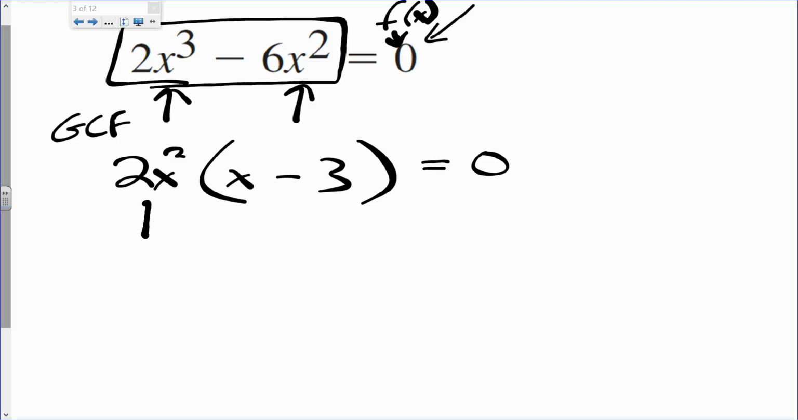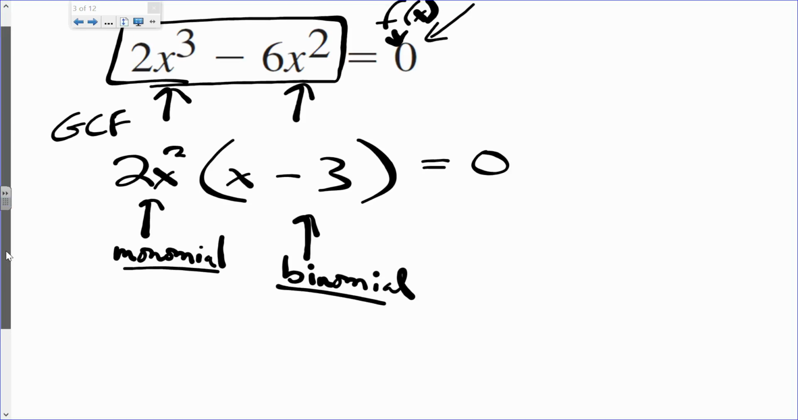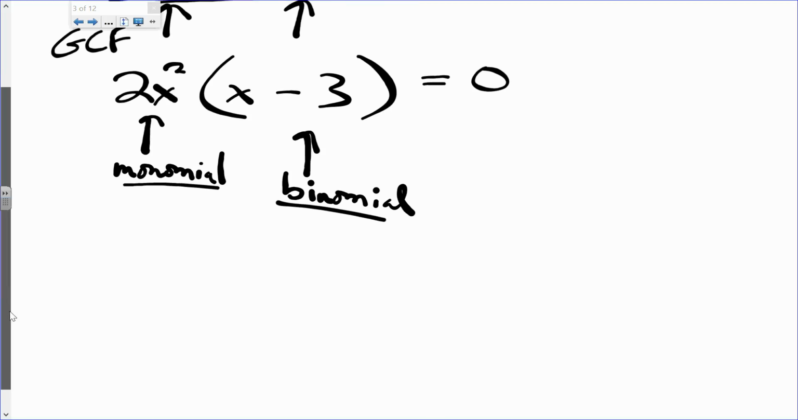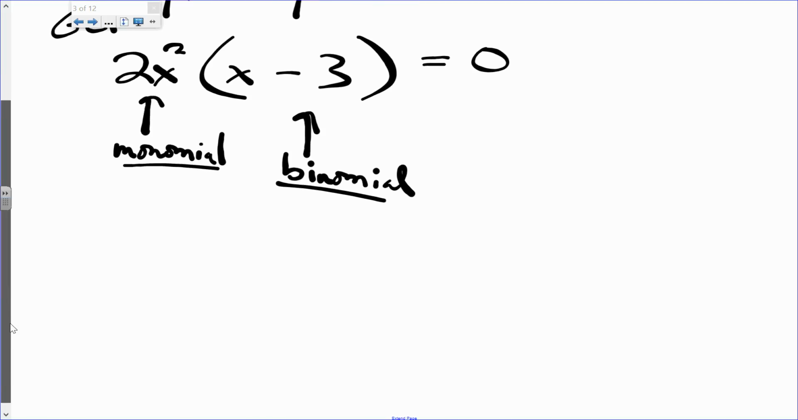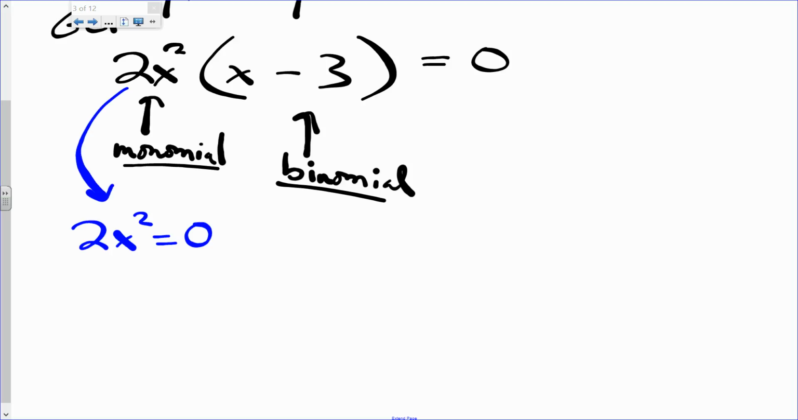Now, at this point, I have a monomial, and here I have a binomial. Notice that. I'm done factoring. I can't factor any further. This binomial here, x minus 3, is done. I can't go any further, and this monomial is done. So what I'm going to do now, since both of these factors, both the monomial and the binomial, have the variable x in them, and we're trying to solve for x, I'm going to set each factor equal to 0. So watch this. I'm going to go ahead and set 2x squared equal to 0. Notice, I'm setting it equal to 0. And then I'm going to set this binomial x minus 3 equal to 0. Watch.